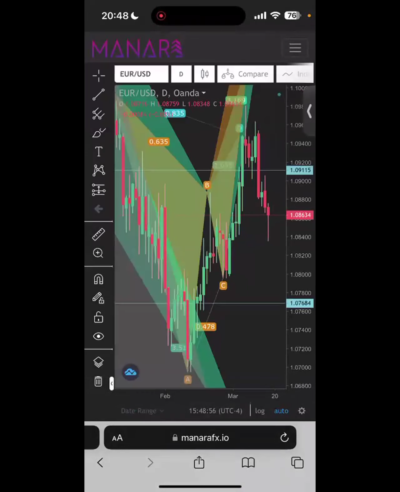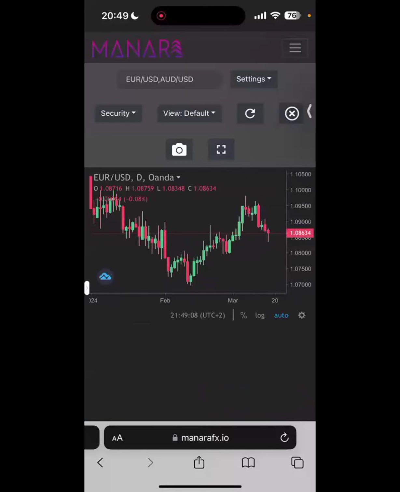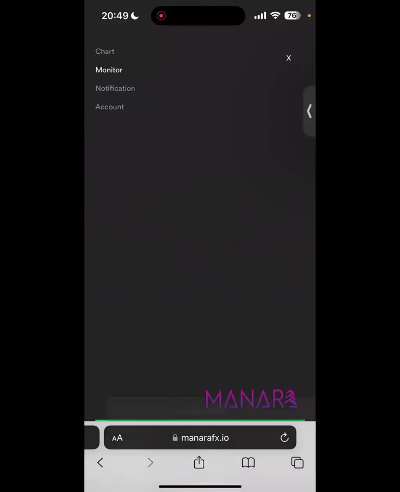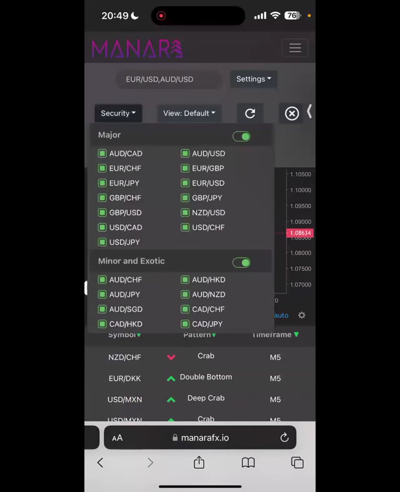All right. So now click the 3 menu line. Come to monitor. Okay, so click on the security. Turn off minor and exotic.